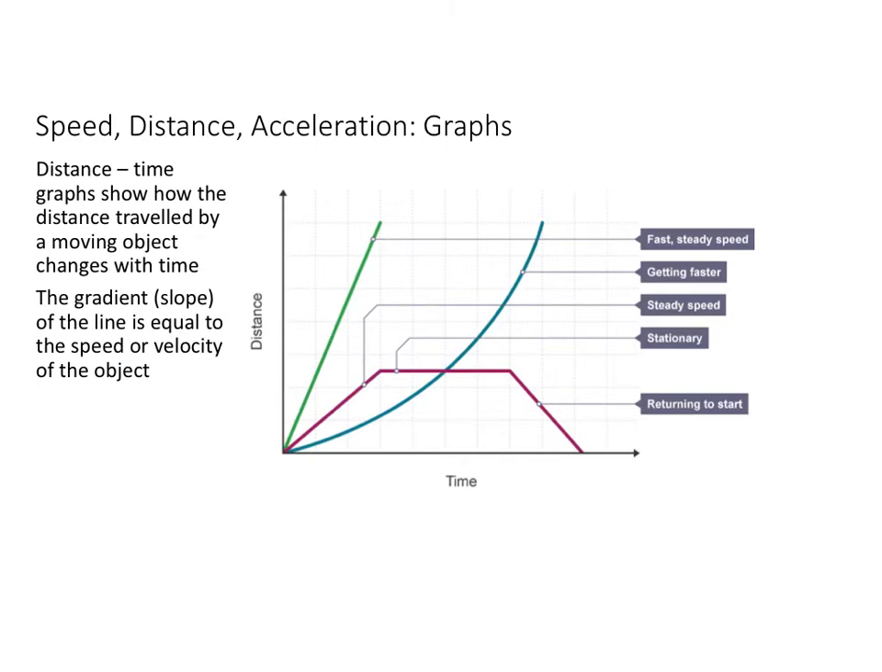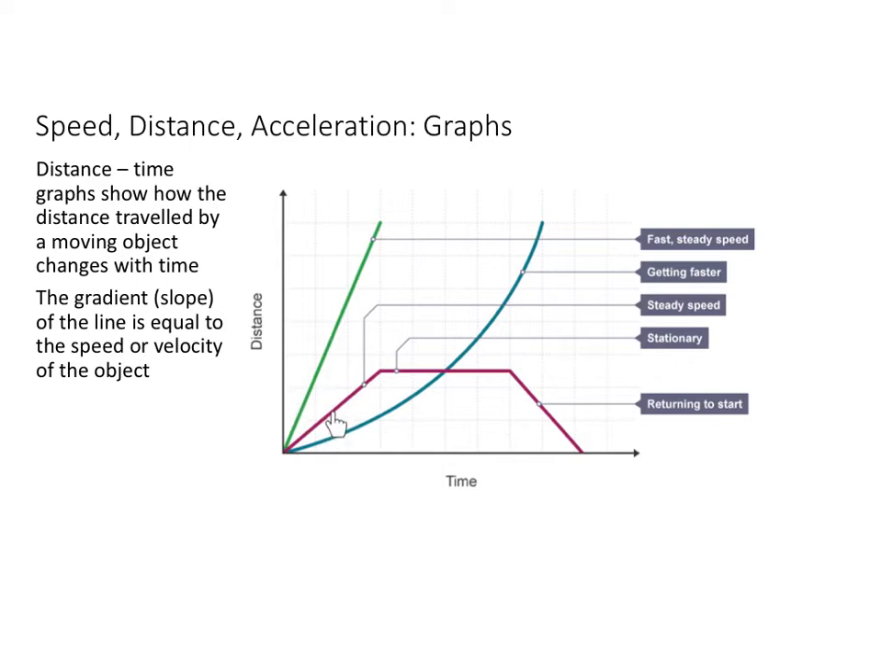Right, so distance time graphs. When we look at a distance time graph, such as this one, it's got loads of different lines on there, and we can see that they're all labelled here. The steeper the line, so the greater the gradient, the greater the speed, because it's travelling a greater distance in a shorter time, or over the same time period, it's travelling a greater distance.